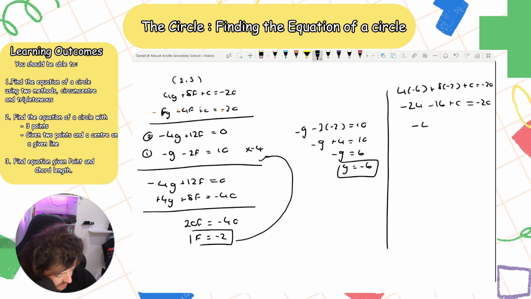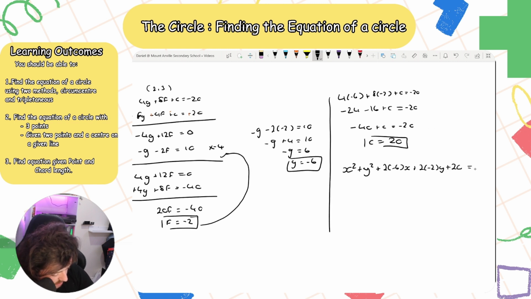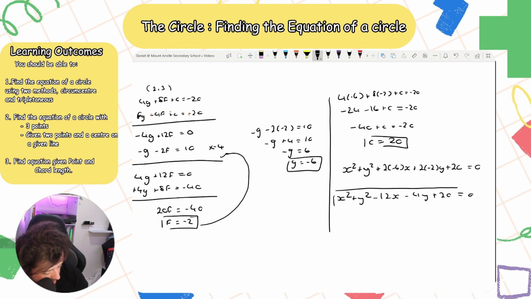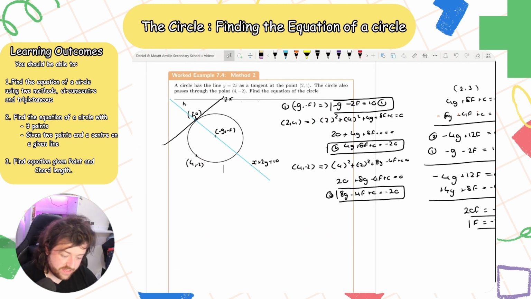I'm going to get here minus 40 plus c is equal to minus 20. C is going to be equal to positive 20. So I have g, f, and c. If I sub them back into my original equation, I get x squared plus y squared plus 2 times minus 6x plus 2 times minus 2y plus c, which is 20, equals 0. So the equation of the circle is x squared plus y squared minus 12x minus 4y plus 20 is equal to 0. So again, that is the second way of doing that one there.